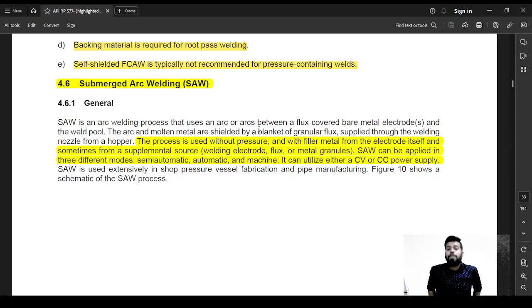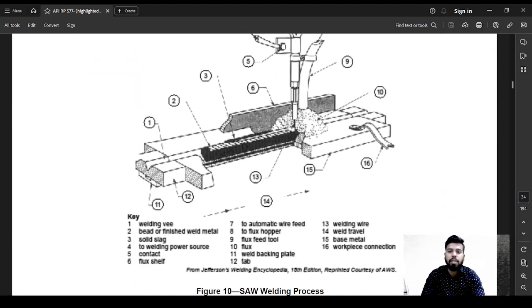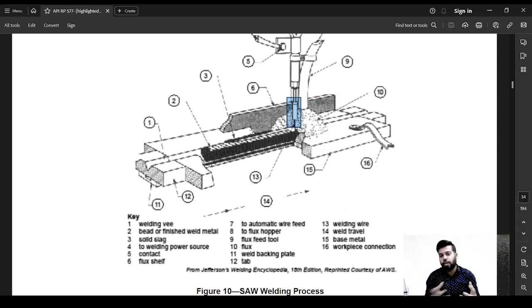This process can be used without pressure and with filler metal from the electrode itself, and sometimes from a supplemental source. Submerged arc welding can be applied in 3 different modes: automatic, semi-automatic and machine mode. It can use either a constant voltage supply or a constant current supply. So it's something like this. This is your flux hopper, which actively deposits the flux on the weldment, and this is your electrode that melts and deposits the weld.